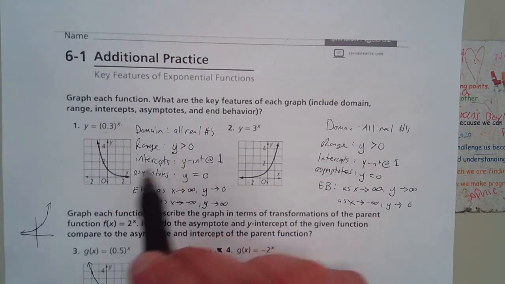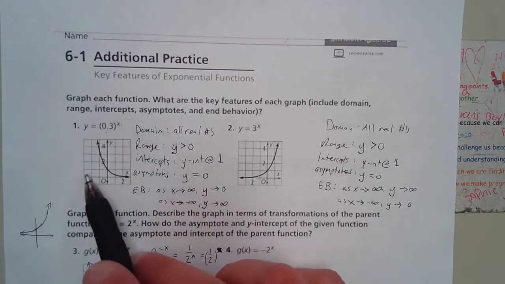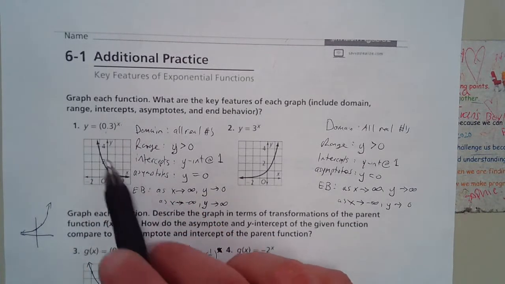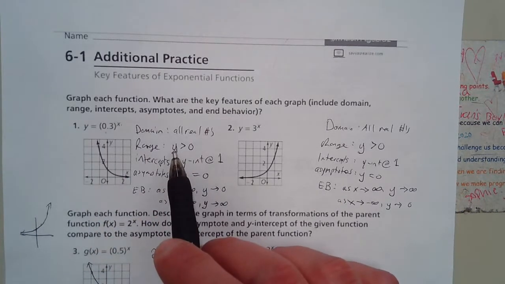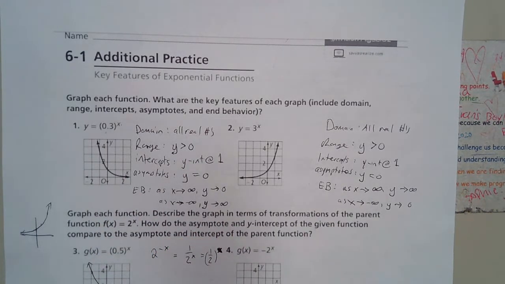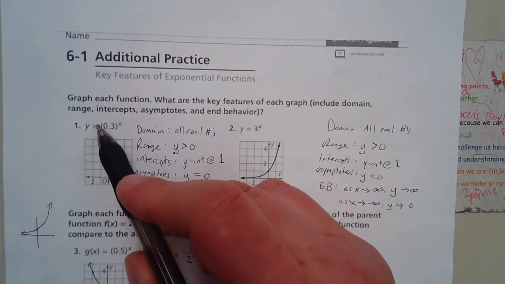The range is really going to depend on if the graph has been shifted at all. So this has no up or down shift. So it's going to have an asymptote here, meaning it's going to approach 0 but never touch it. So we can get everything above 0. This one happens to cross at 1. Remember, technically, whatever the number in front here is going to be the asymptote.